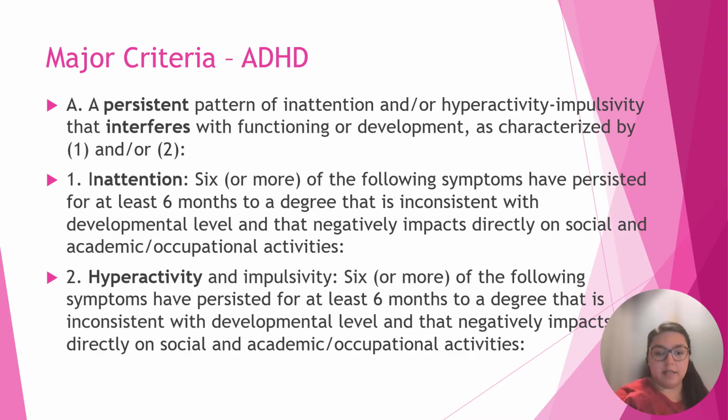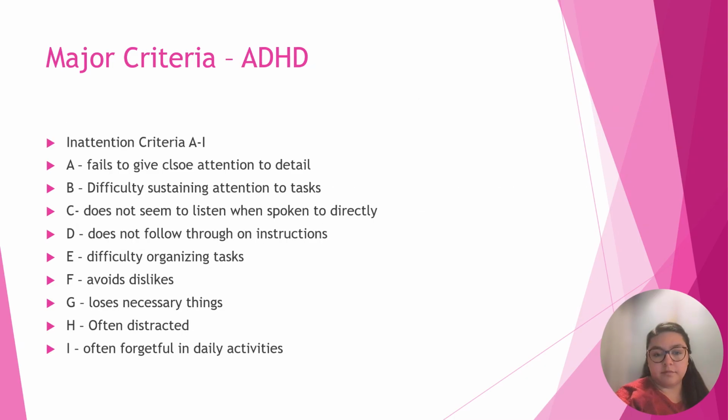Criteria 2 is hyperactivity and impulsivity, 6 or more of the following symptoms that have persisted for at least 6 months to a degree that is inconsistent with developmental level and negatively impacts directly on social, academic, or occupational activities. So criteria A through I for inattention, as seen before, require meeting 6 or more of these, and there's a subsection of inattention. So this is very broad.